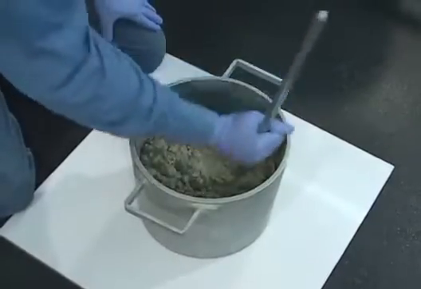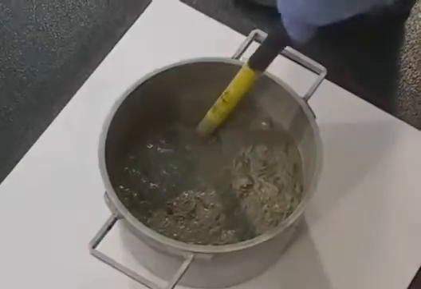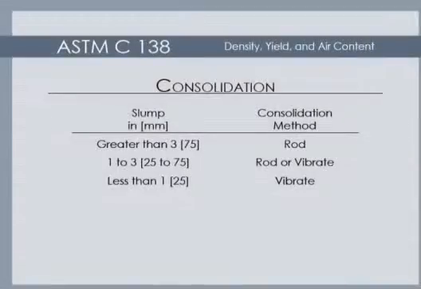Concrete in the measure is consolidated either by rodding or vibration, depending on the measured slump. Rod concretes with a slump greater than 3 inches. Vibrate concretes with a slump less than 1 inch. Rod or vibrate concretes with a slump of 1 to 3 inches.